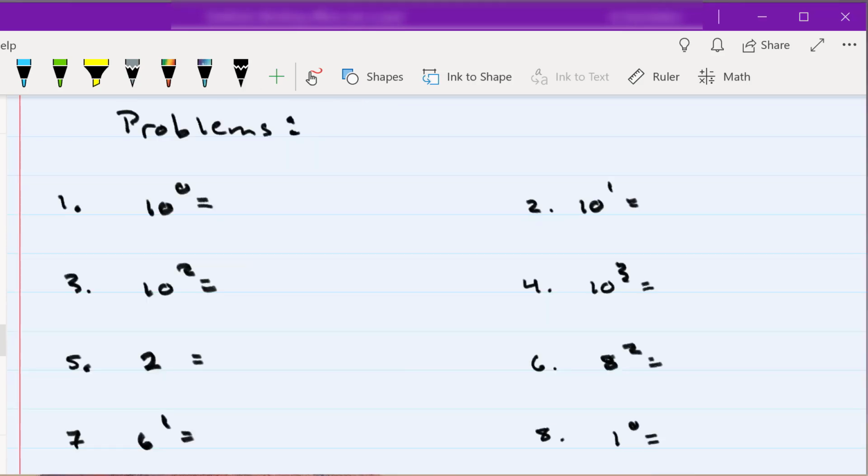Let us look at some problems. Number 1, 10 to the power of 0 is 1. 10 to the power of 1 is 10. 10 to the power of 2, or 10 squared, can be rewritten as 10 times 10, which is 100. 10 cubed can be rewritten as 10 times 10 times 10, which is 1000.